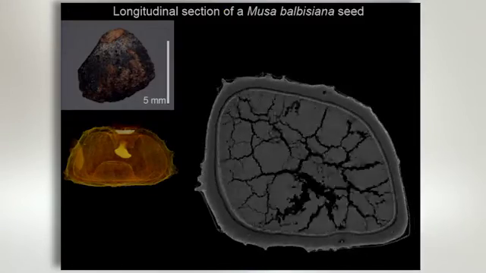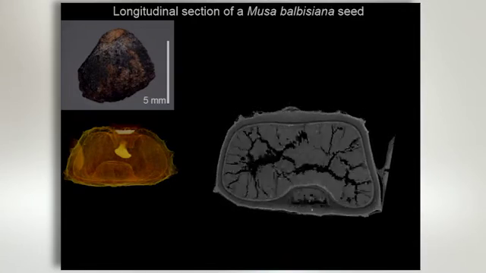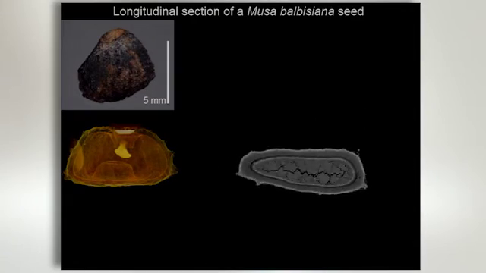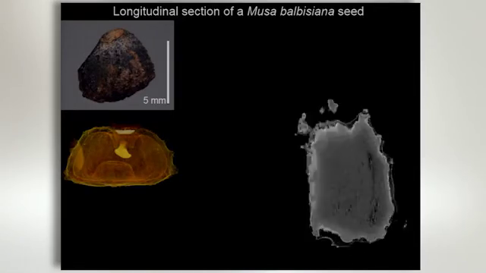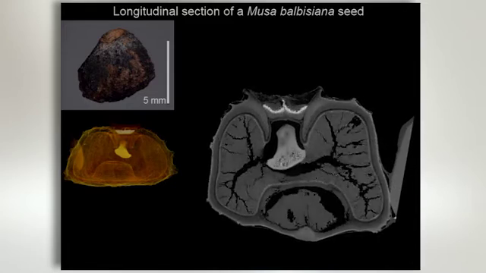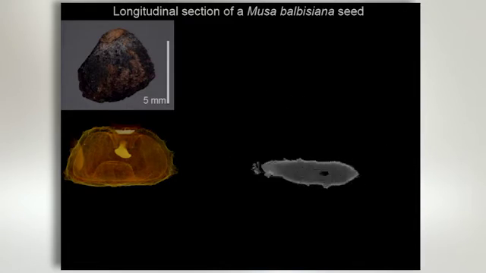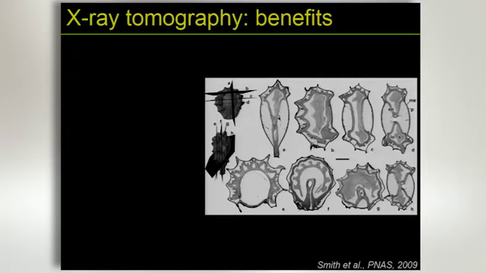So just to give you an idea, this is through a banana seed. You can see this is a longitudinal section through the whole seed. And here's that volume rendering, so you can see the embryo, for example, right here, this operculum structure. So they're really fun to look at.